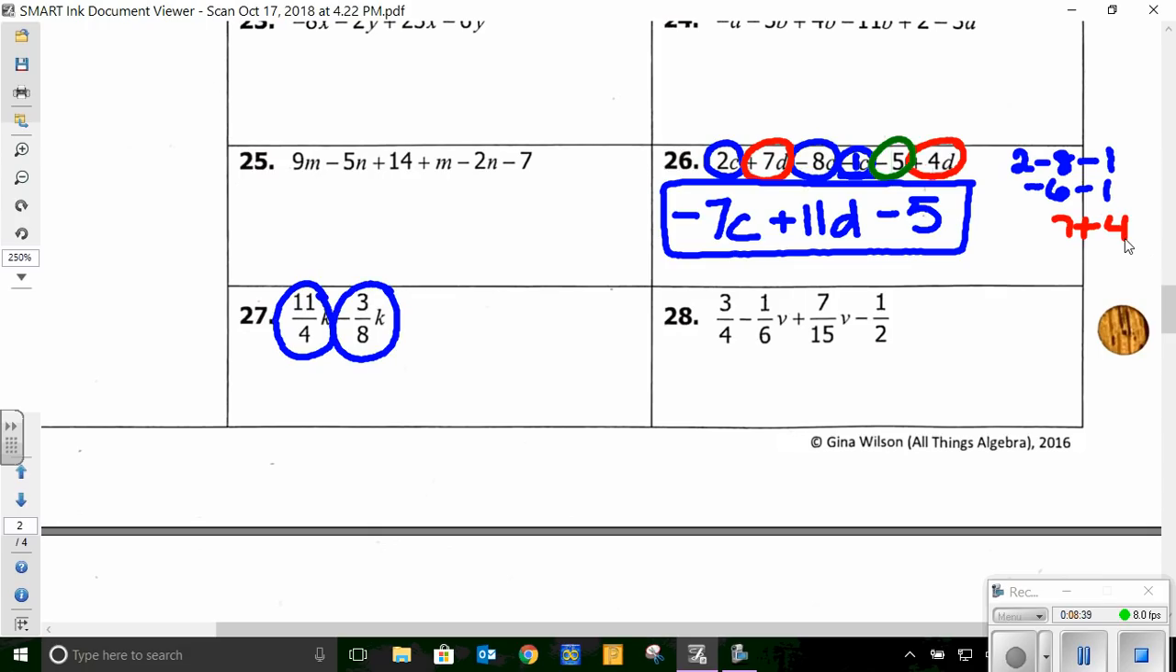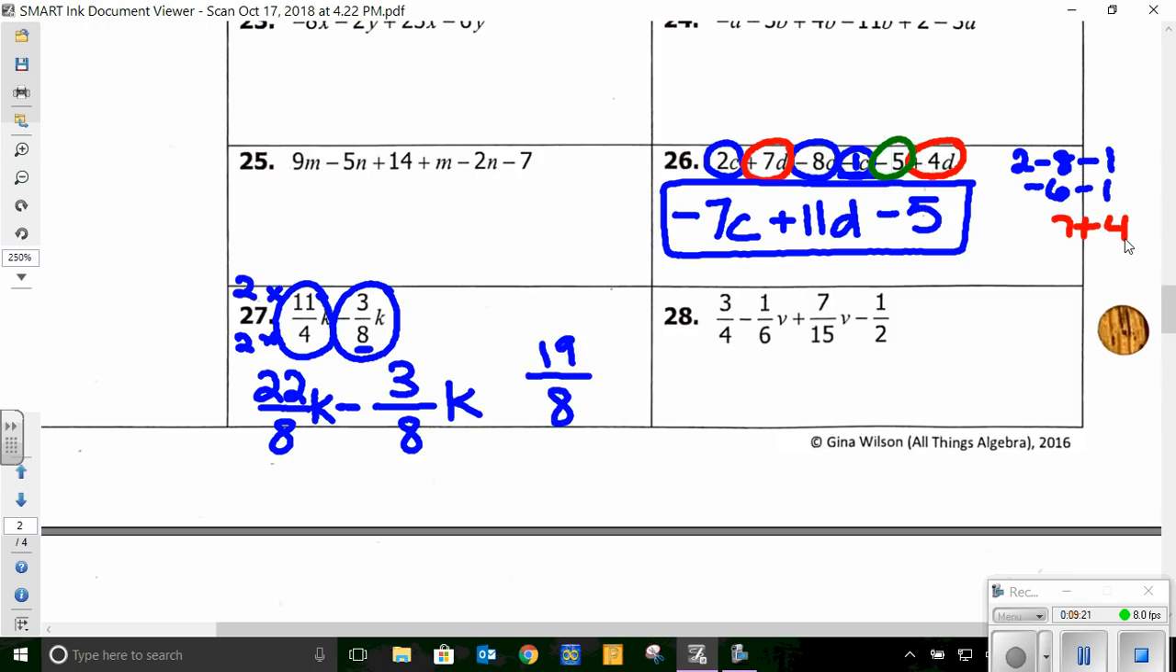Now, in order to subtract fractions, remember we have to have a common denominator. My common denominator between 4 and 8 is going to be 8. Remember, it can't be smaller than the largest number. I know that if I take 4 and times it by 2, I'm going to get 8. So if I take 11 and times it by 2, I'm going to get 22. So my 11 over 4k becomes 22 over 8k. I'm subtracting, and this is going to stay 3 over 8k. Now this is a lot easier to do. I have 22 minus 3, and that's going to give me 19 over 8.